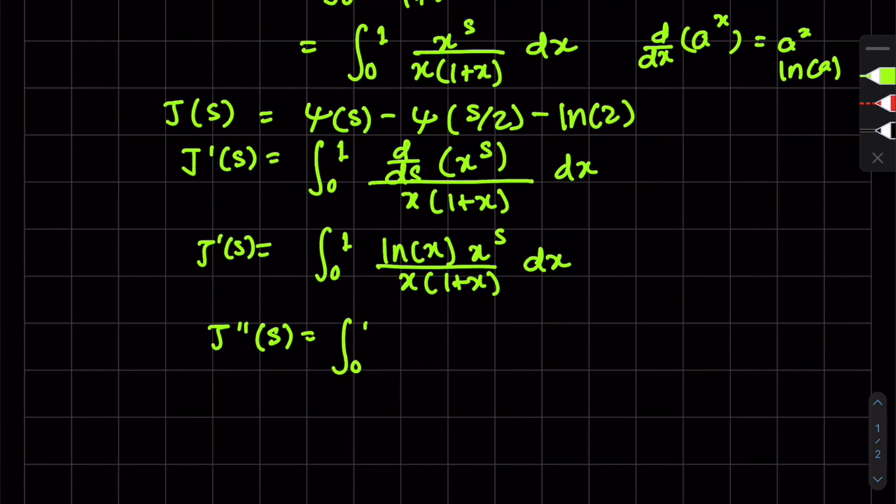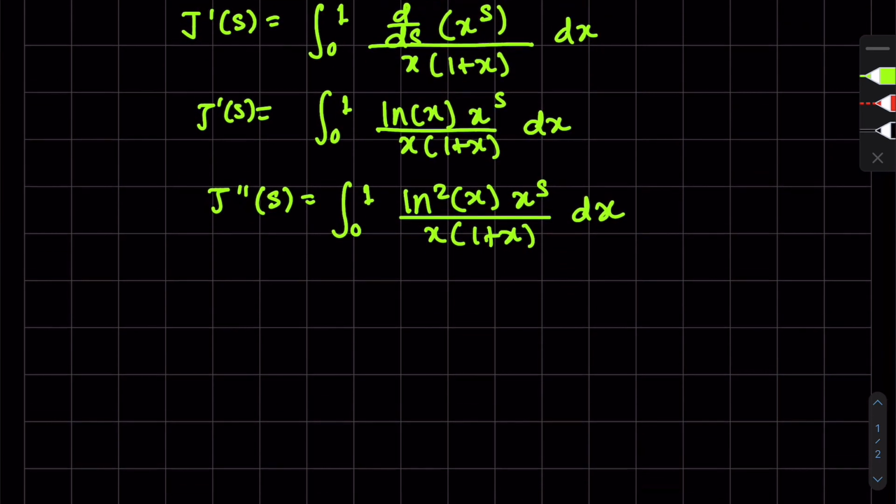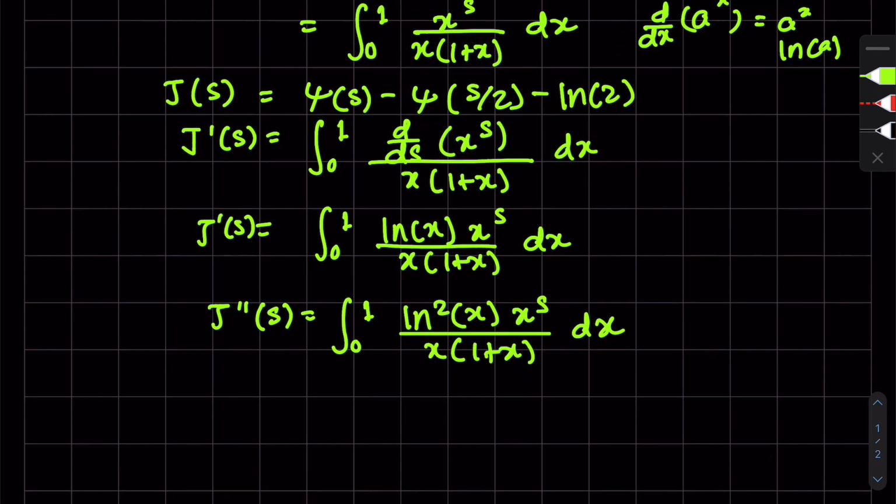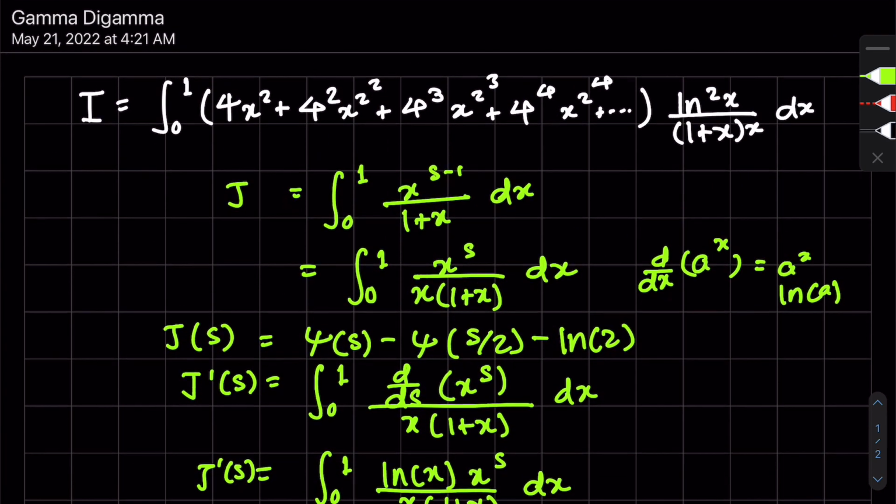We take a derivative again to get natural log squared of x, x to the s divided by x times 1 plus x dx. Well, what do we do after this? Well, we can do a nice thing.